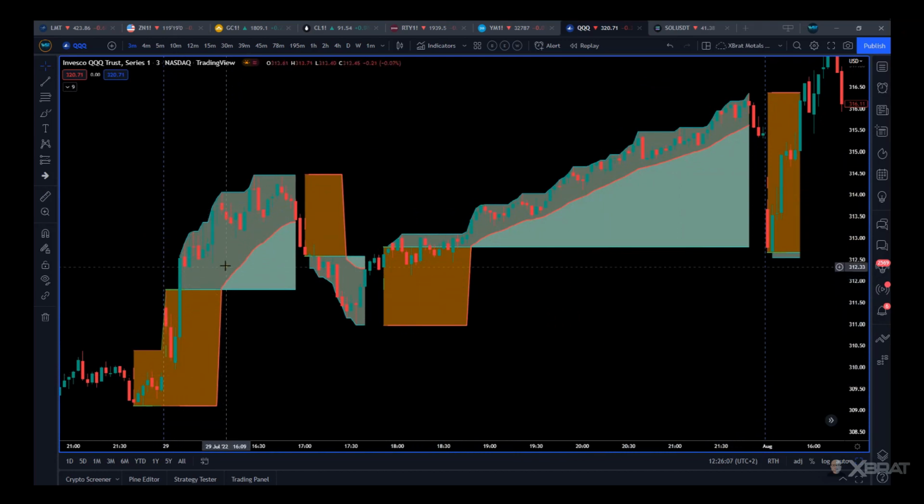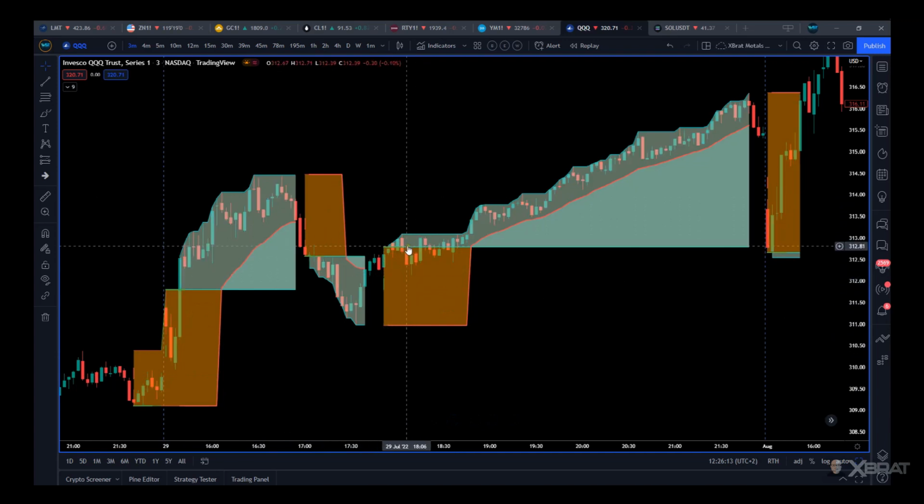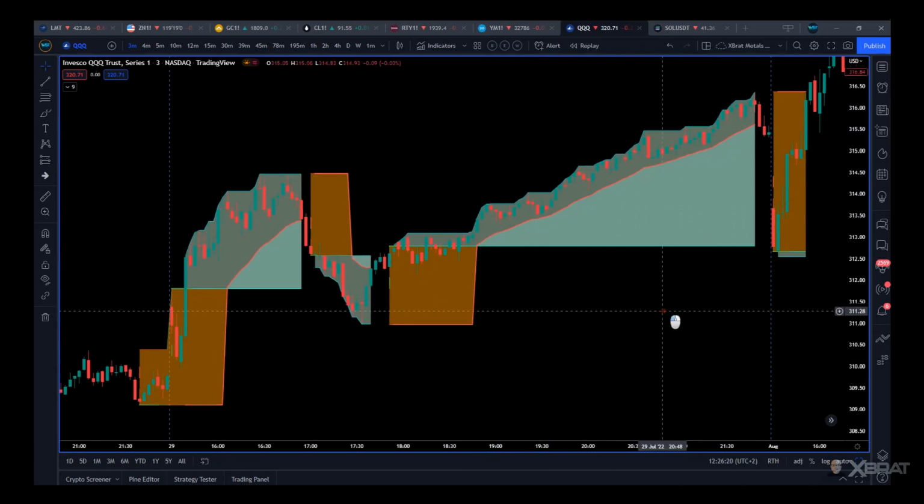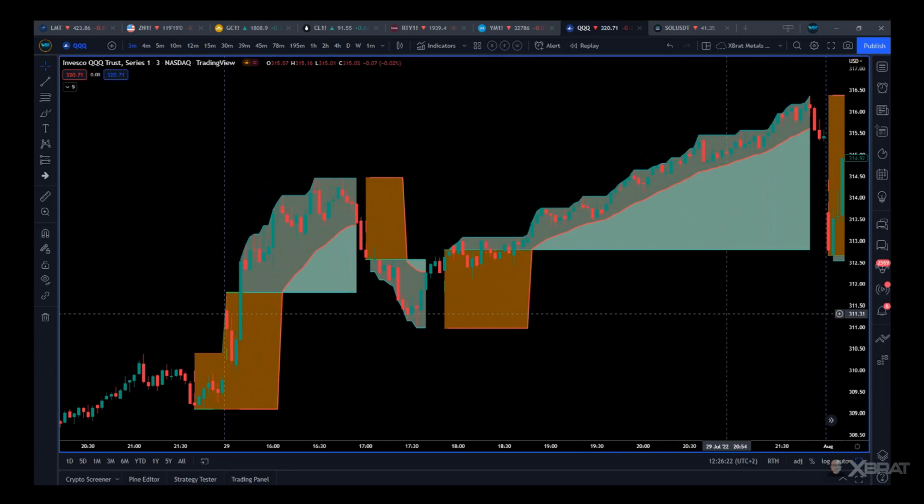So this is how it looks. We go up, we go down. This could have continued to go down, but it didn't. We got the long entry here and then started to print the trailing stop, and we take that all the way into the close.